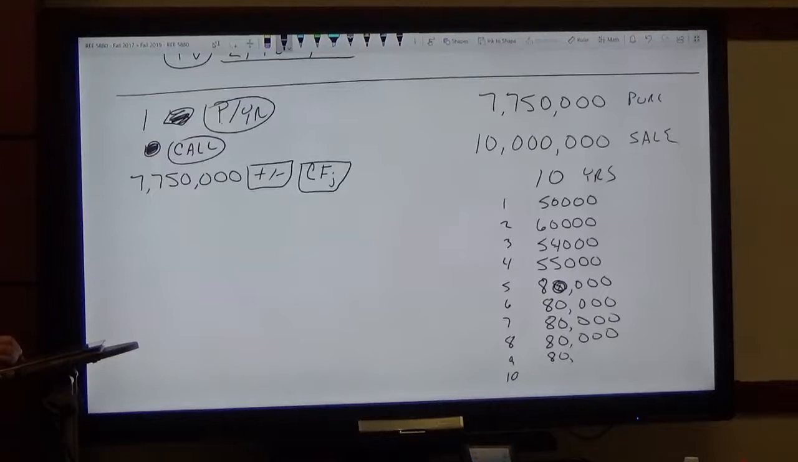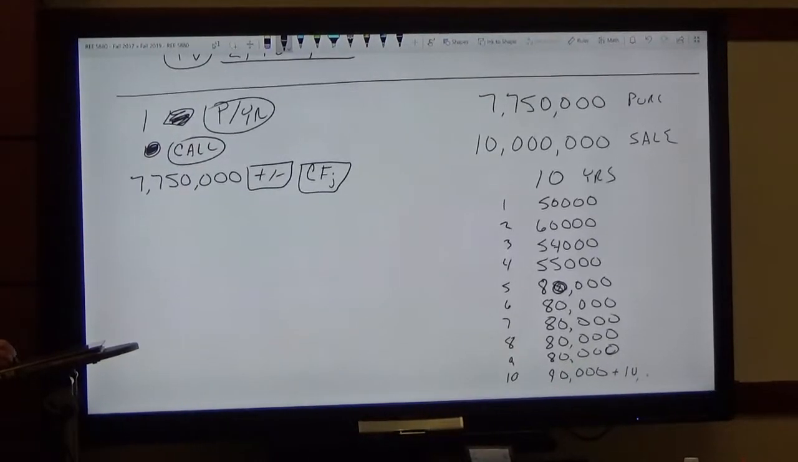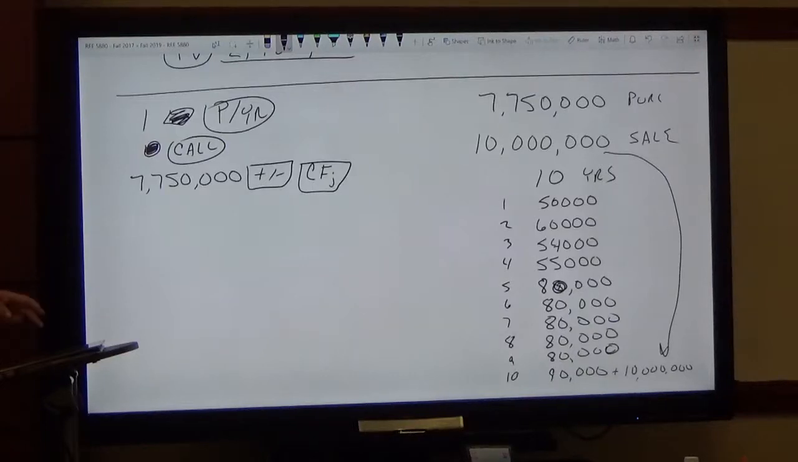We'll make it for a total of 5 years. Then, in year 10, what is going to be our final operating cash flow? 90,000. Okay, so 90,000, but then also in year 10, we're going to have the reversion, which will be the $10 million sale. So don't forget that. And we just start at 0, right? We start at CF0, which is 0. So we started with CF0 with the 7.75.